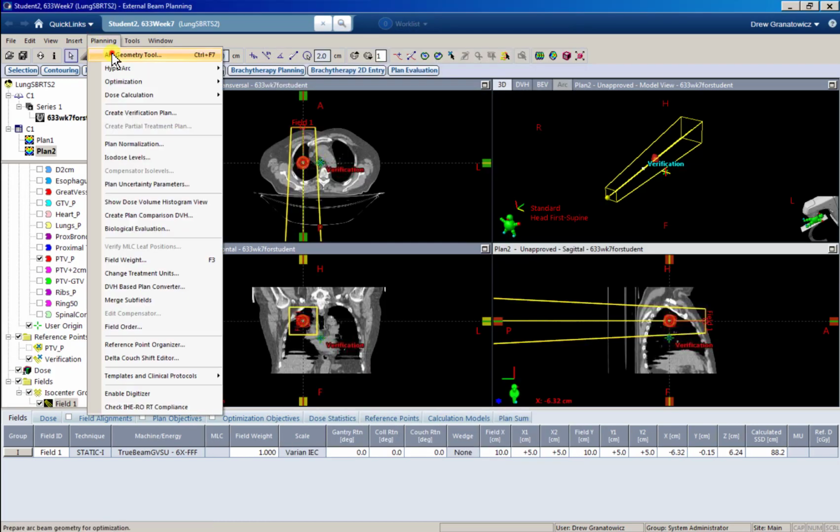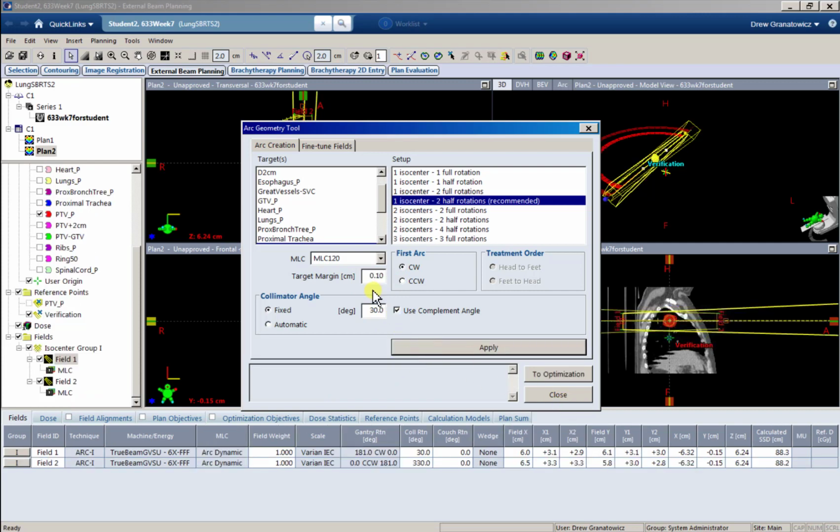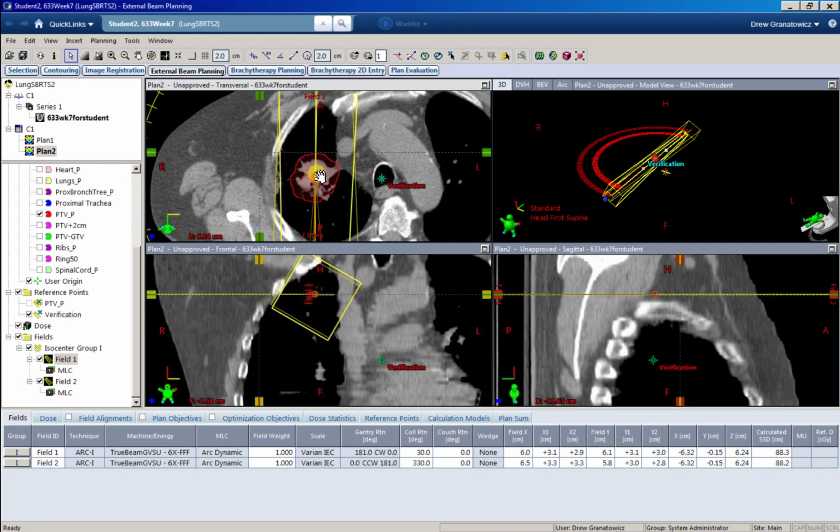I'm going to use my arc geometry tool to create 2 half rotations around our PTV, but instead of leaving our margin as the default of 0.5, I'm going to shrink that down to 0.1. The whole idea behind SBRT, our goal is to get as fast a fall off as we can. So I'm just going to shrink that margin and force it to be a little tighter around our PTV.